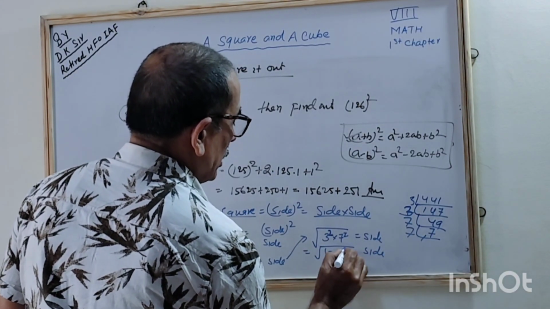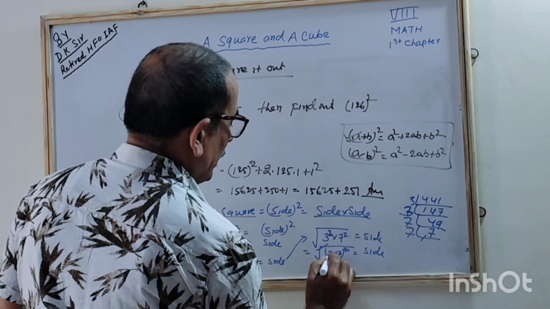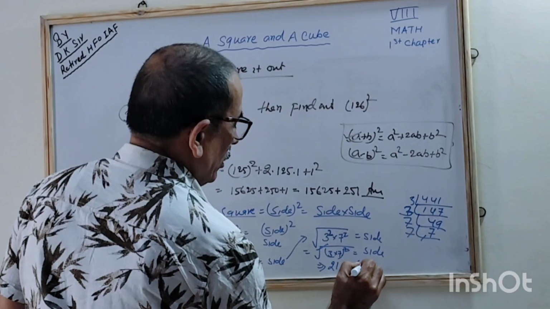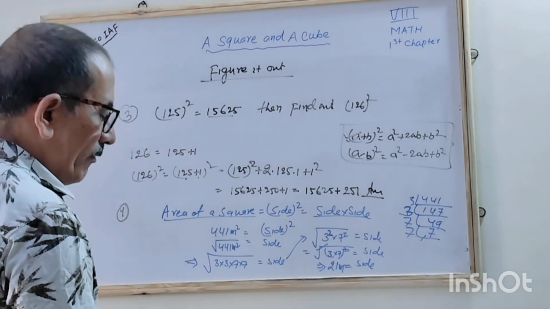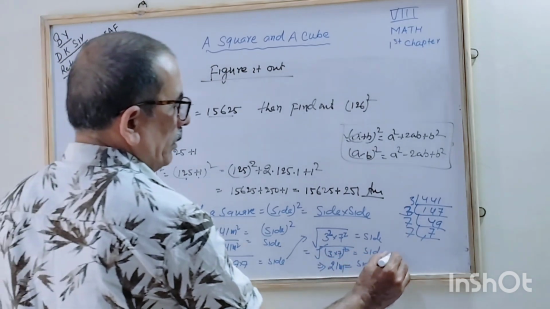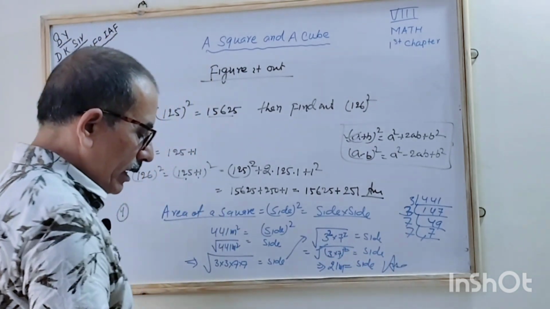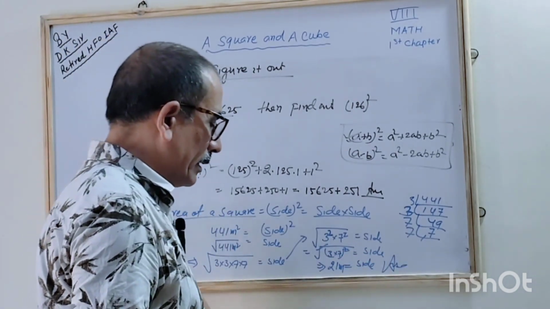Correct? So this square and this will cancel. It becomes 7 times 3, 21, which is equal to the side. You got 21 meters as the actual value of the side. So this becomes your answer. Correct? This is the way you should do all the questions. Correct?